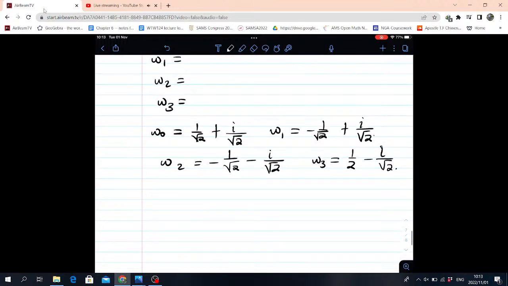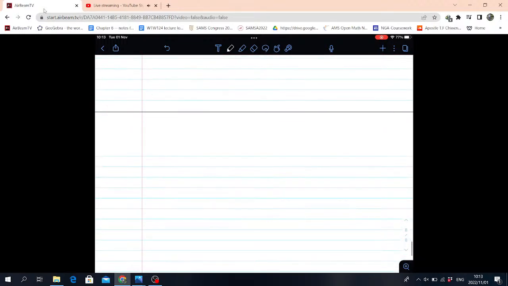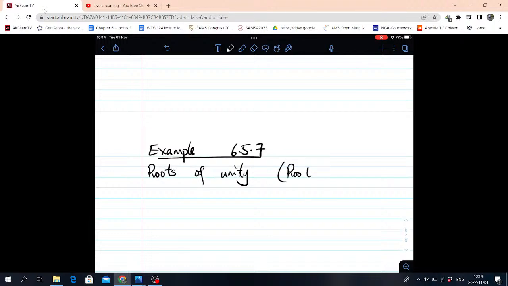Right, so now we look at the last case, which is roots of unity. So 6.5.7, and we call them roots of unity. There we just mean the nth roots of 1. So the unity is just saying 1. And so let's see what happens.